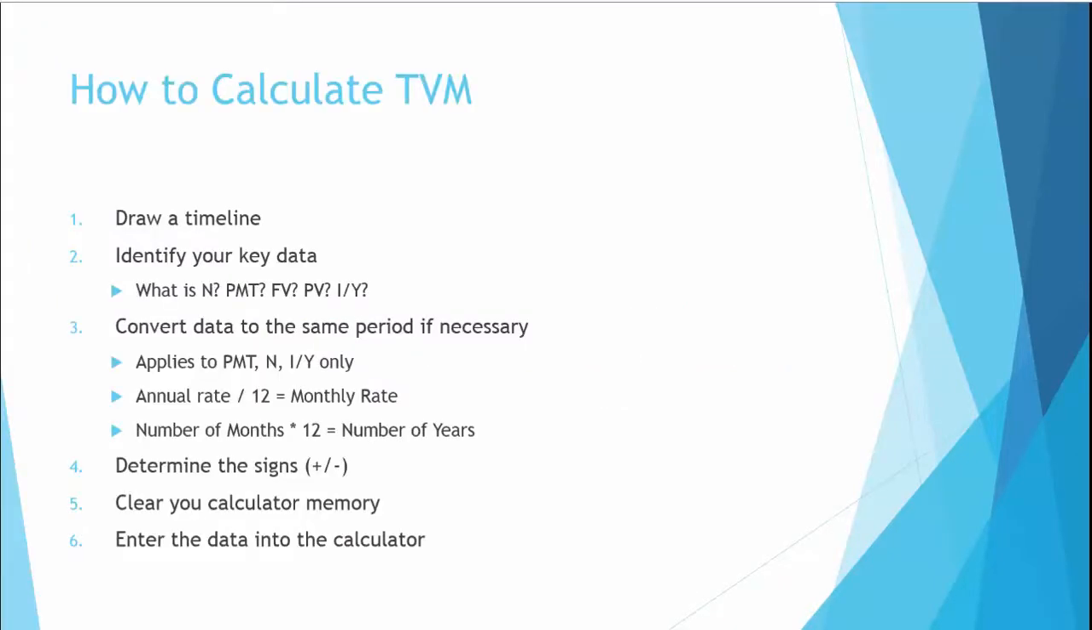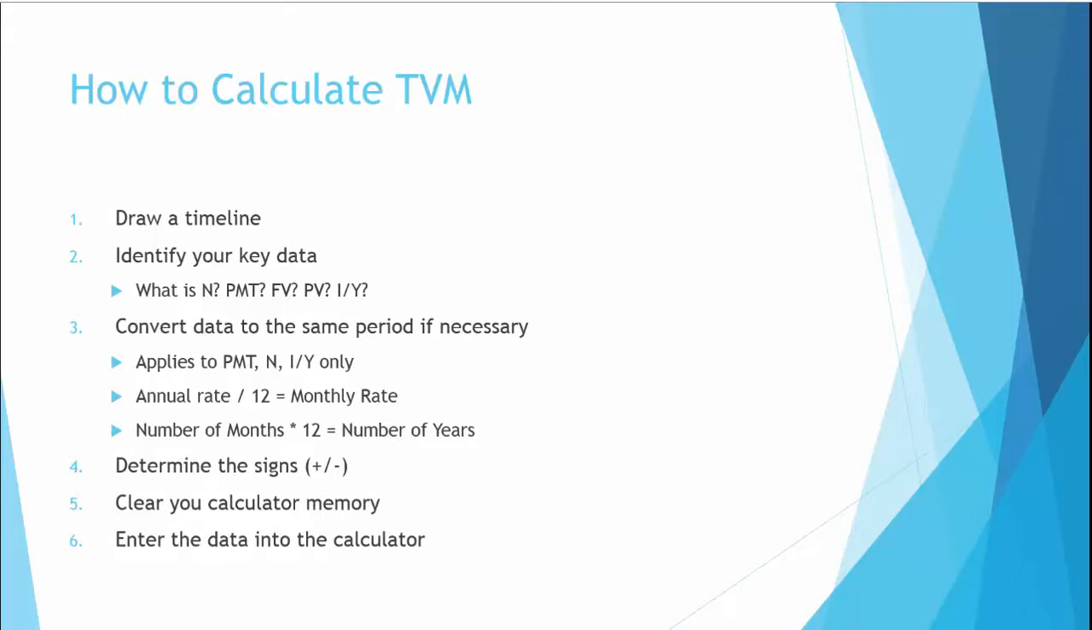Number 1, draw a timeline. This will help you visualize the question and keep you from getting confused. Number 2, identify your key data. What is N? What is a payment, or is there a payment? What is the future value? What is the present value? What is the rate?